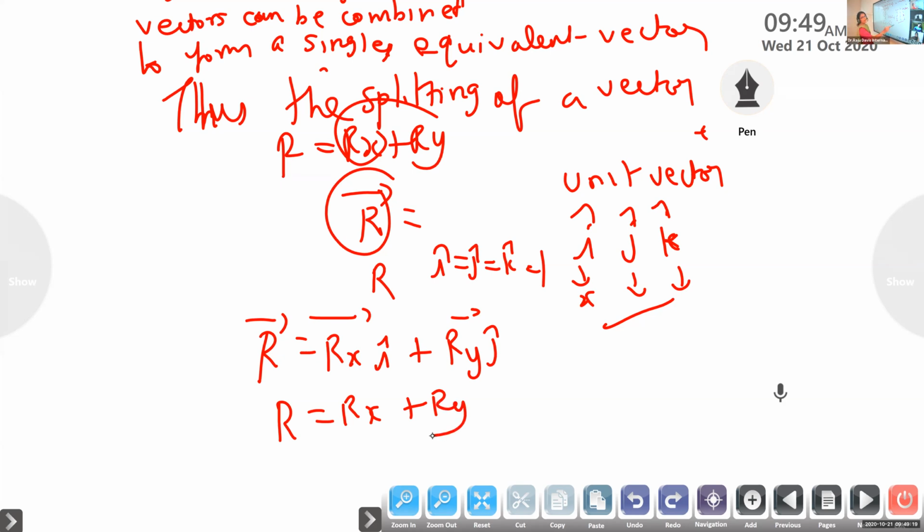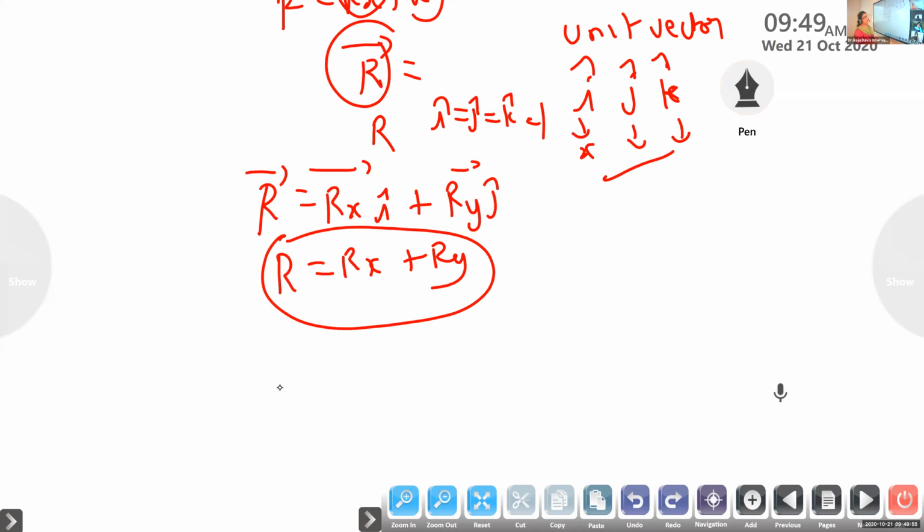Why? Because I, J, K each have magnitude equal to 1. So 1 into Rx, 1 into Ry. So the magnitude of the unit vector is 1. In order to make these components into vectors, we are just multiplying a unit vector to each one. So vector R can be resolved into two vectors, specified with unit vectors, Rx i plus Ry j. When you calculate the magnitude, you will write R is equal to Rx plus Ry.